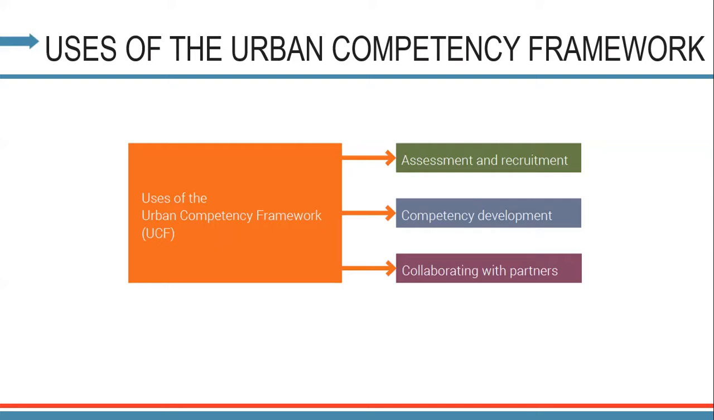In order to explain how the Urban Competency Framework might be used, we've categorised the uses into three main types: assessment and recruitment, competency development, and collaborating with partners. These categories are not rigidly distinct, and they do not neatly map onto the four main user groups which have been identified. Some user groups may find that they use the framework for each of these purposes. The aim of the categorisation is to support understanding of the reasons for using the framework.